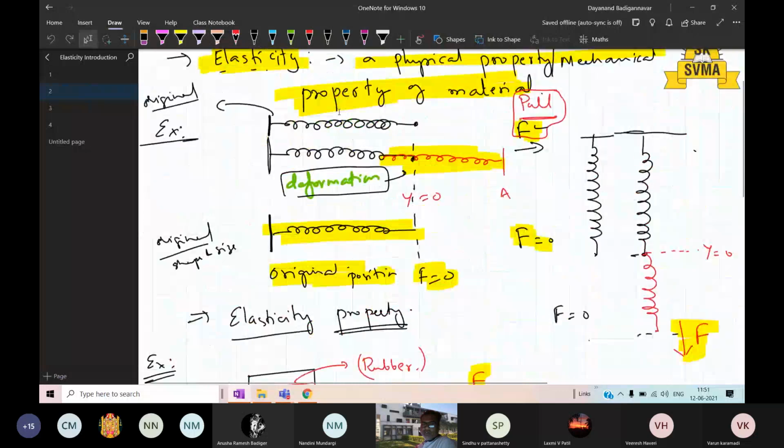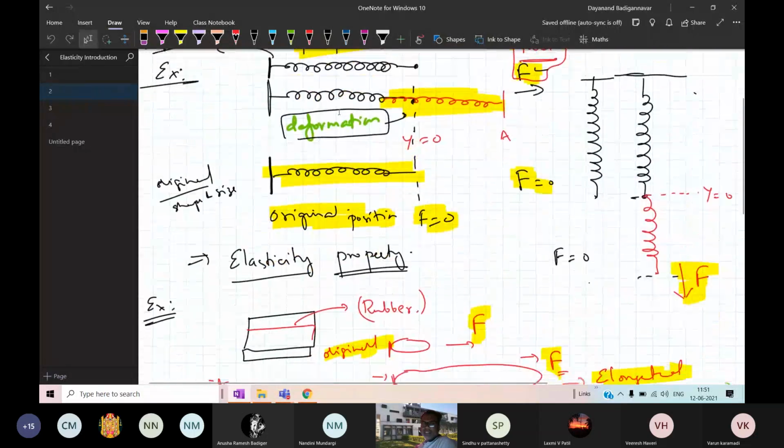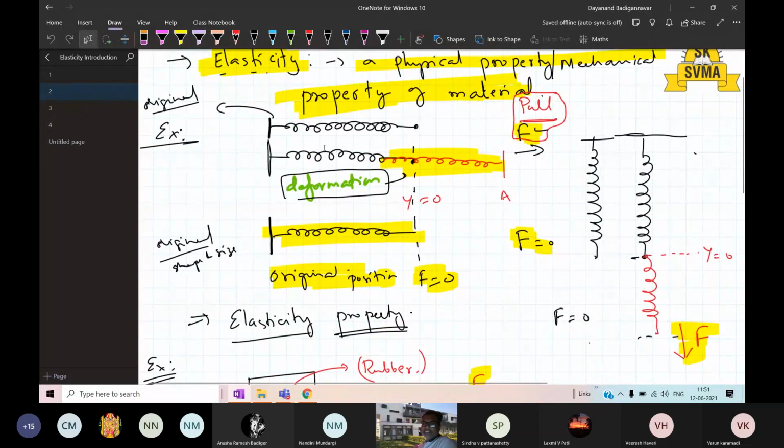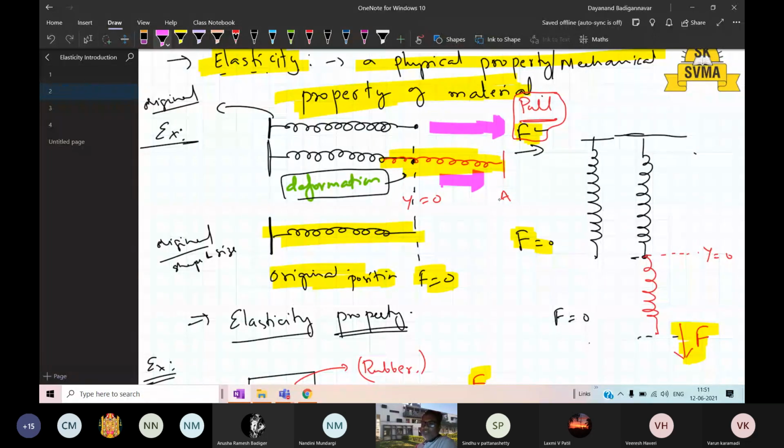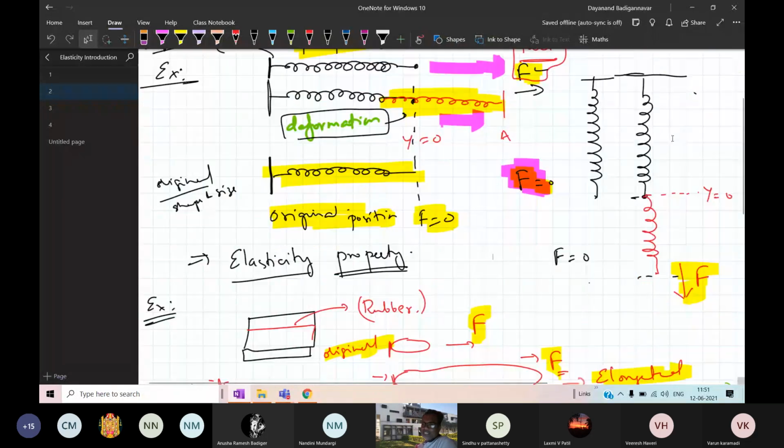We have seen that whenever a spring is extended by pulling it, that is by applying a force F, there is an extension in the spring. If you apply the force here, this is the direction of the force. As you apply the force, there is an elongation in the spring. This is how the spring gets elongated. And if you release the force, or make the force equal to 0, it goes back to the original shape and size.